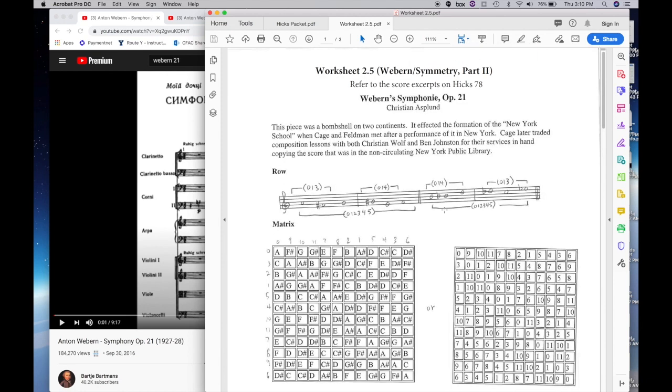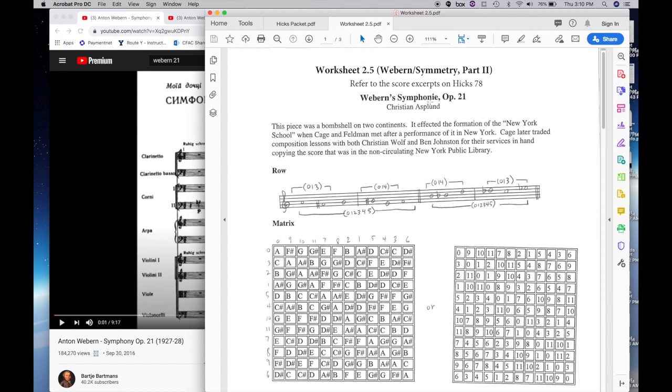Let's do this. Okay. So, the Symphonie Opus 21. This piece is a bombshell on two continents. It effected the formation of the New York School when Cage and Feldman both met after a performance of it in New York. Boston Symphony was visiting and performing in Carnegie Hall, I think in 1950 maybe. And they were both totally blown away.